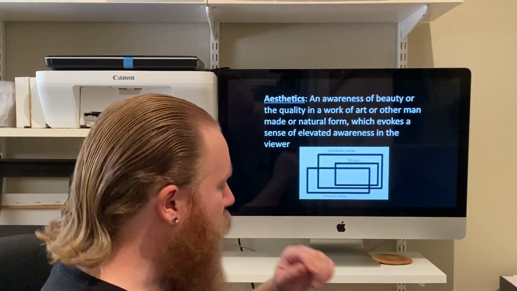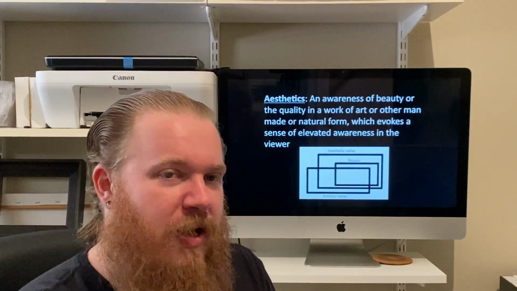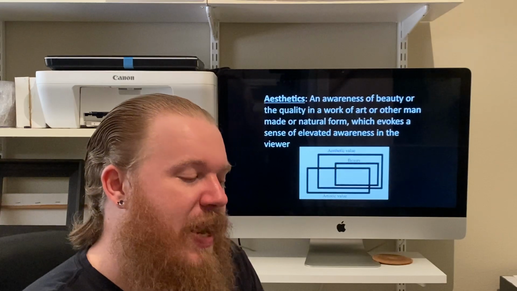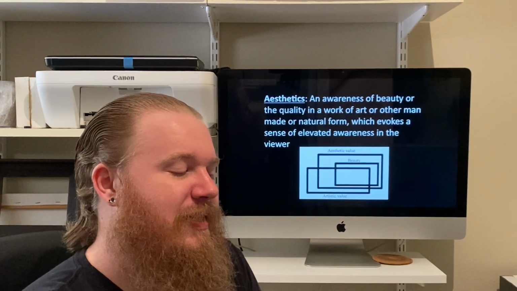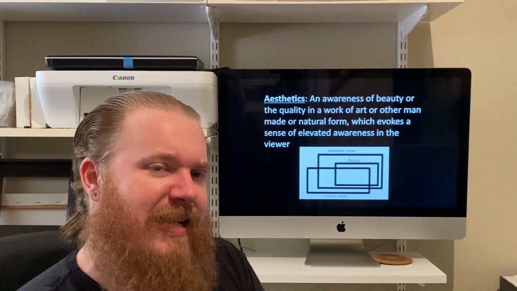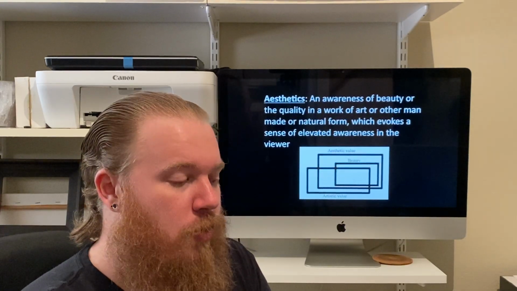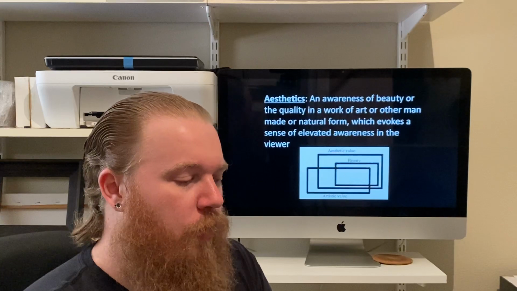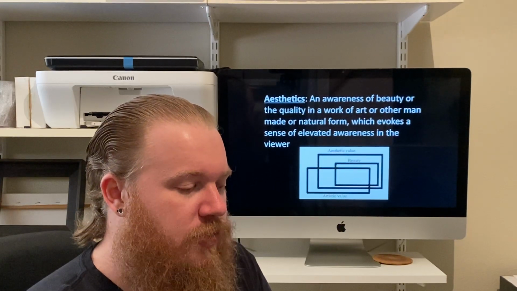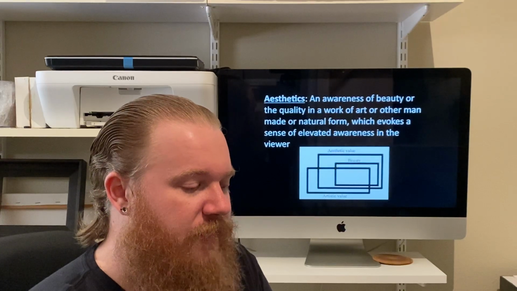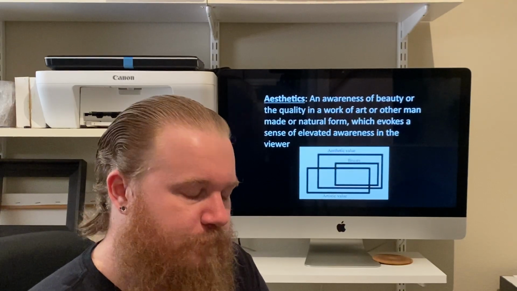Now, you probably heard me use this word quite a bit last time, and you're going to hear me use it quite a bit more. Part of this recognition of delight in art is the recognition of aesthetics. And aesthetics refers to an awareness of beauty or the quality in a work of art or other man made or natural forms which evokes a sense of elevated awareness in the viewer.